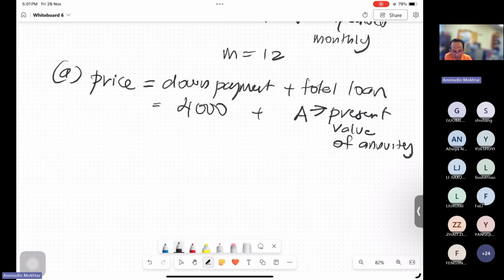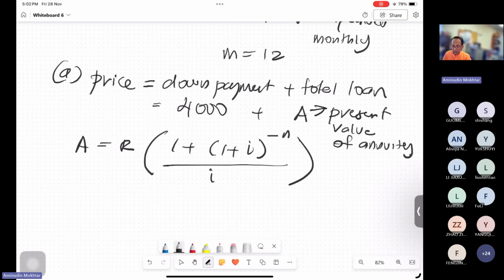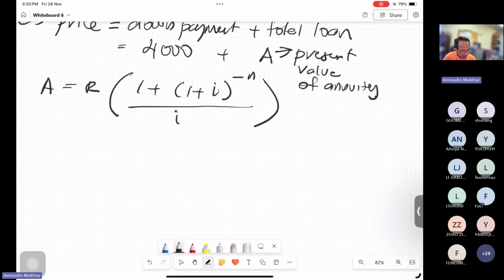Okay, the formula actually comes from the present value of an annuity. That is A equals R times (1 minus (1 plus i) to the power of negative n) divided by i. You can refer to formula 3.2 on the page. That's how to answer this question. In the formula, i equals r over m.